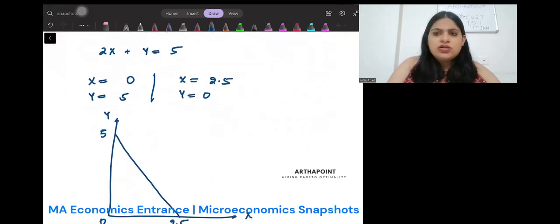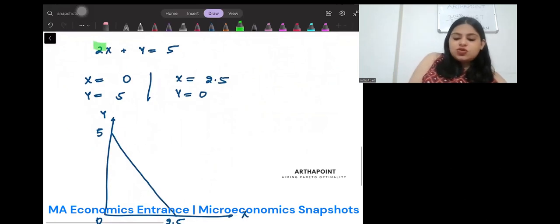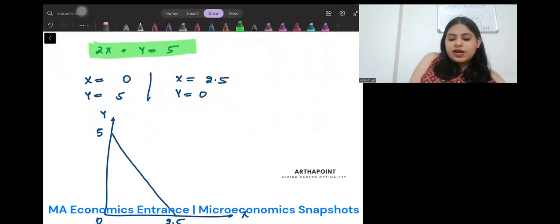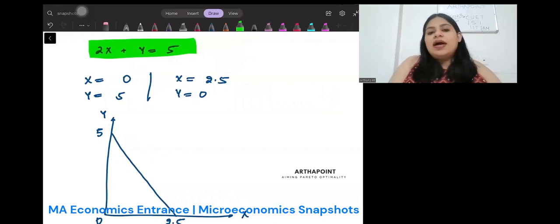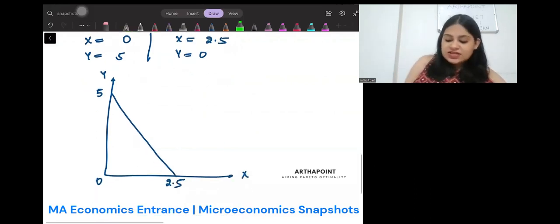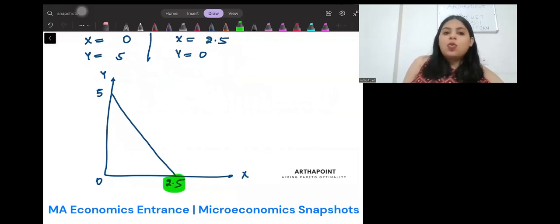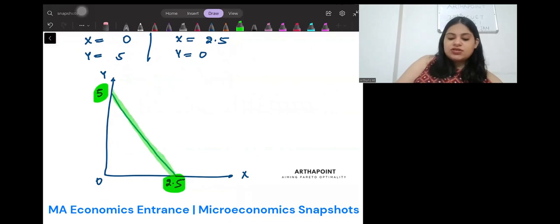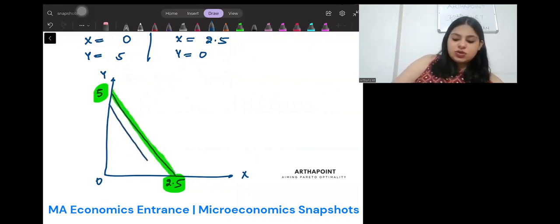Let us try to also plot this. So suppose you have 2x plus y is equal to 5. And I want to go ahead and plot this. So we can take some extreme values. Let x be 0. What will be y? 5. Let y be 0. What will be x? 2.5. So x is 2.5 and y is 0. Y is 5 and x is 0. You can join this and you will get your IC. And all your ICs will just look like this then. These are all the ICs.